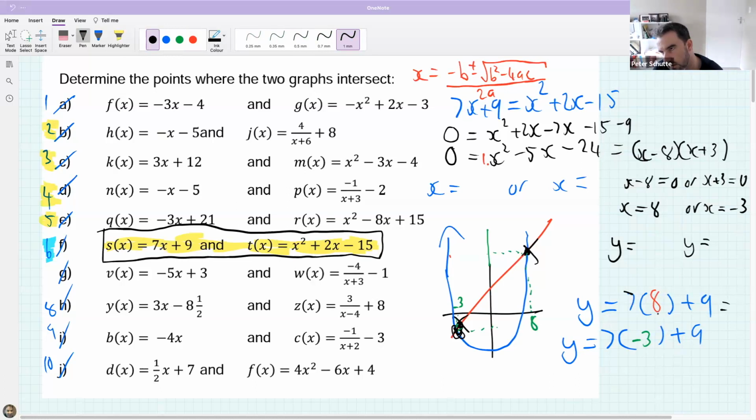7 times 8 is 56, plus 9, 65. Just check if you get that. And then for this one, unless I've made a mistake, 7 times minus 3 is minus 21, plus 9 is going to be minus 12.